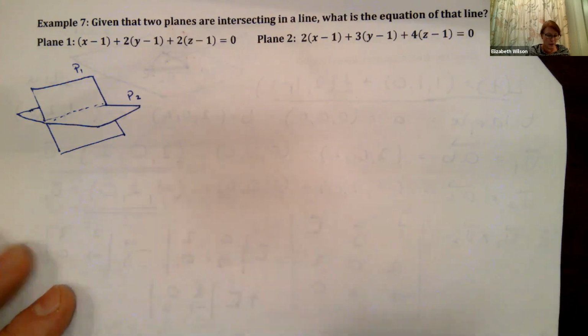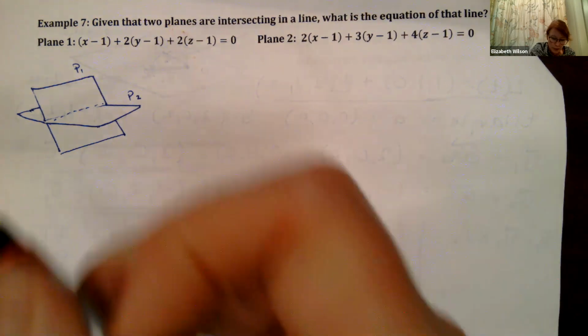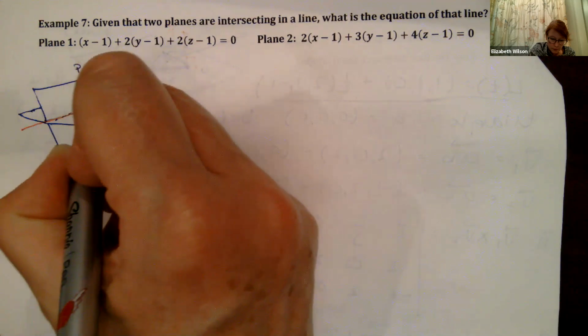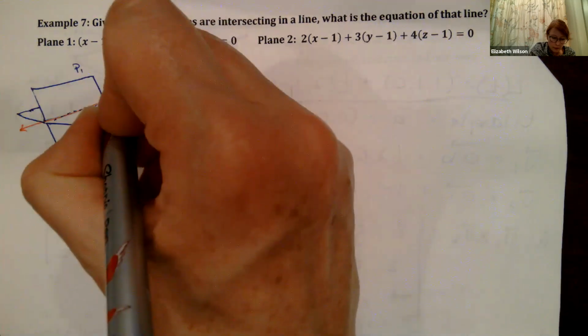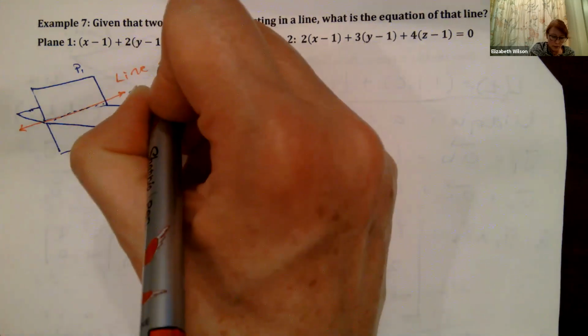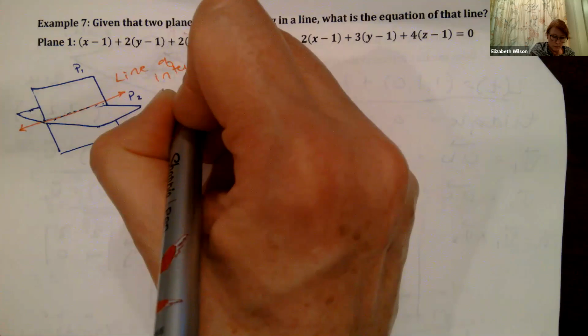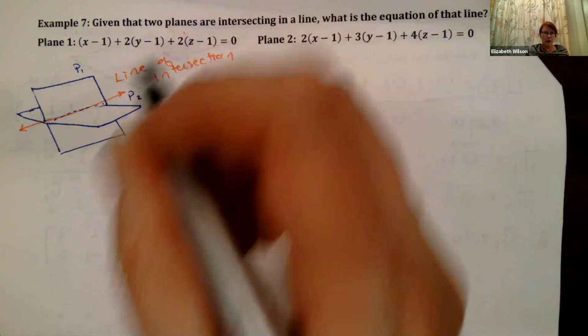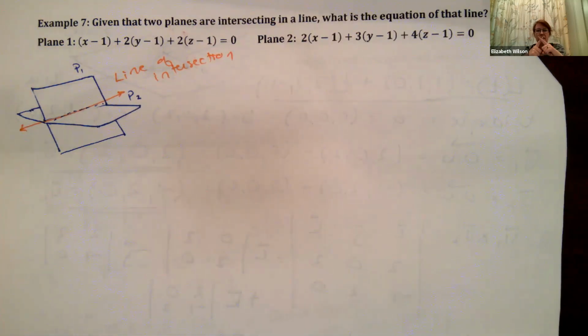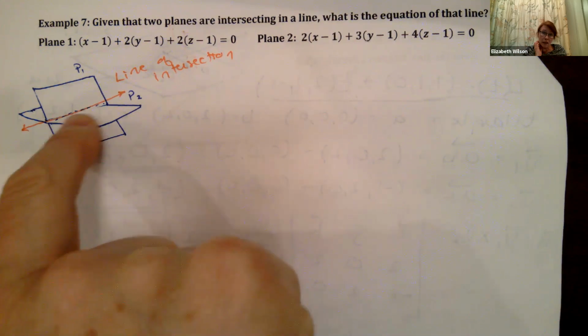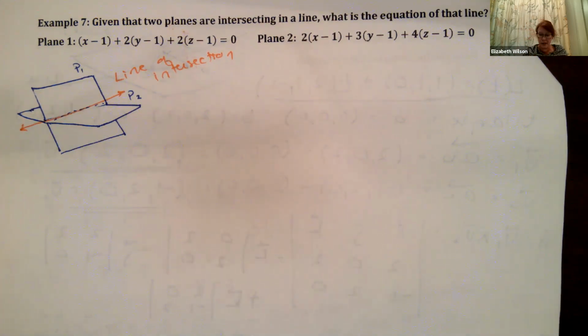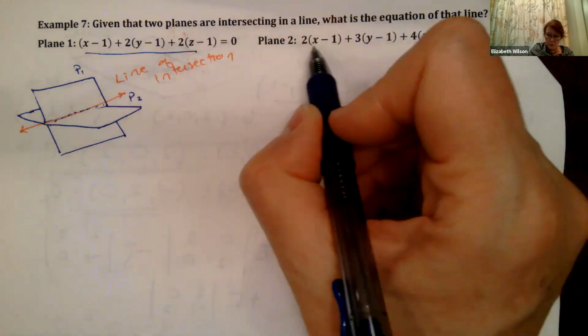Okay, so now see how these 2 planes intersect? This is our line of intersection. Just like when 2 lines intersect in a point, we lose a dimension from 2 dimensions to 1, 2 planes intersect in a line. Okay, so it helps to visualize. So we've got our plane 1 equation and our plane 2 equation.